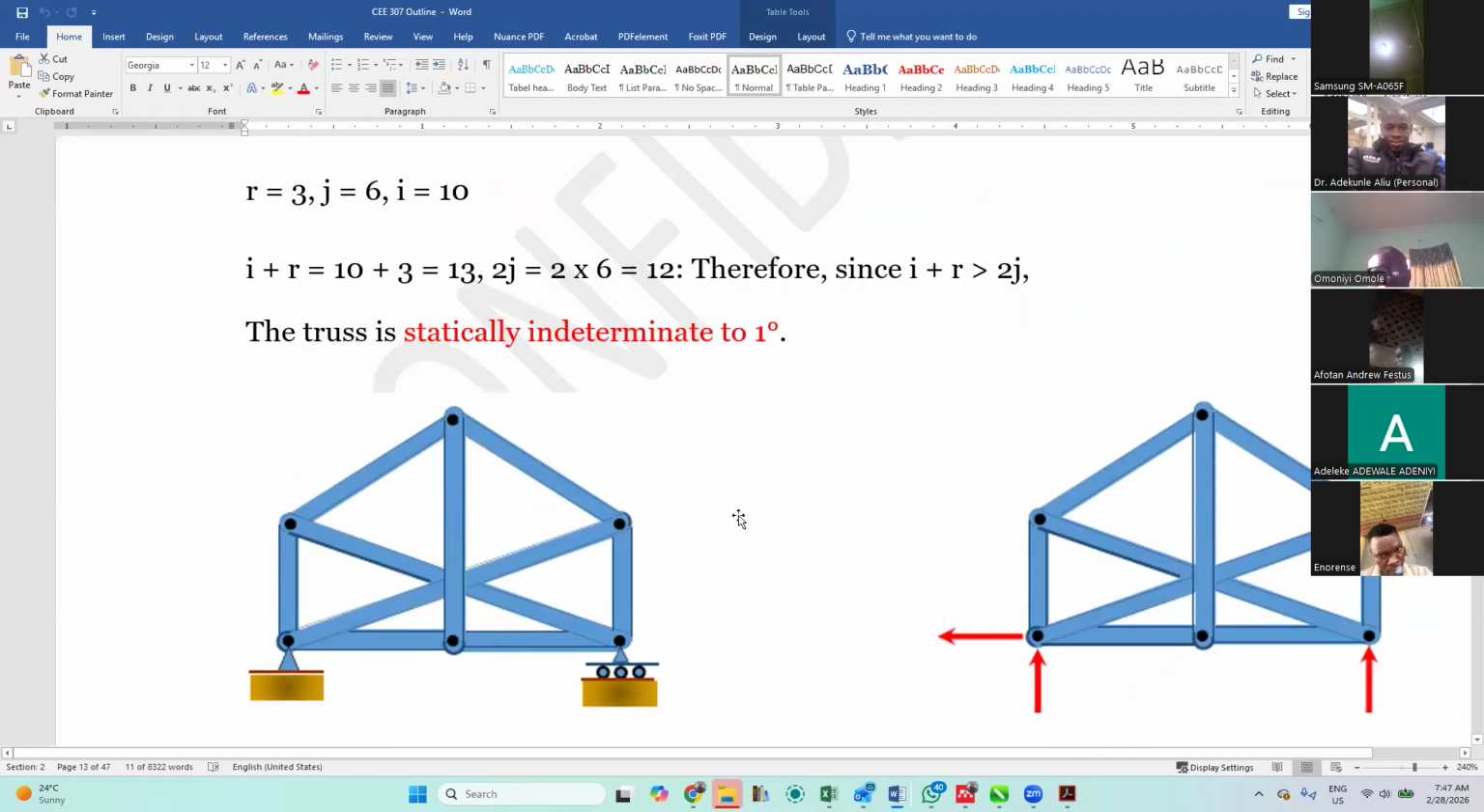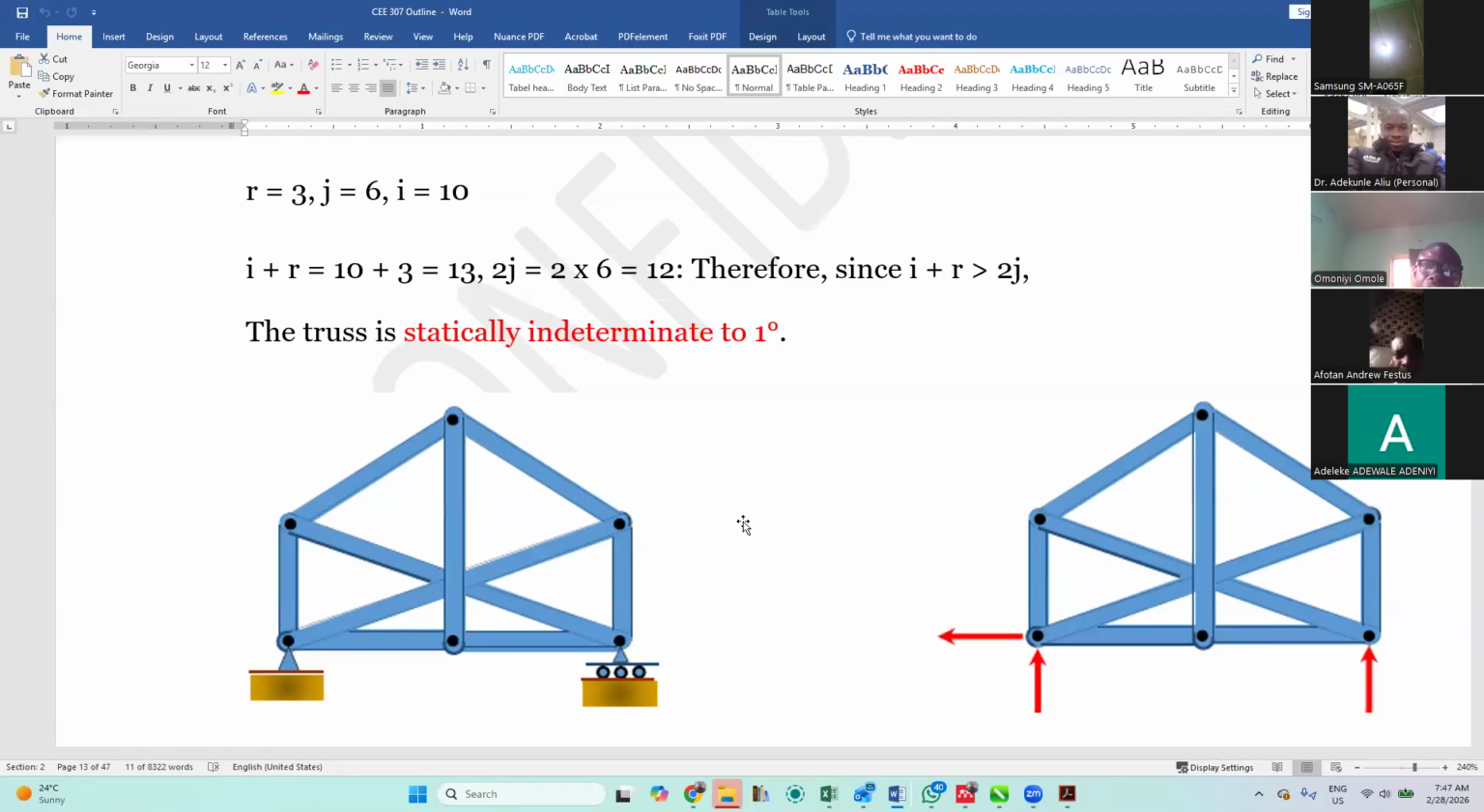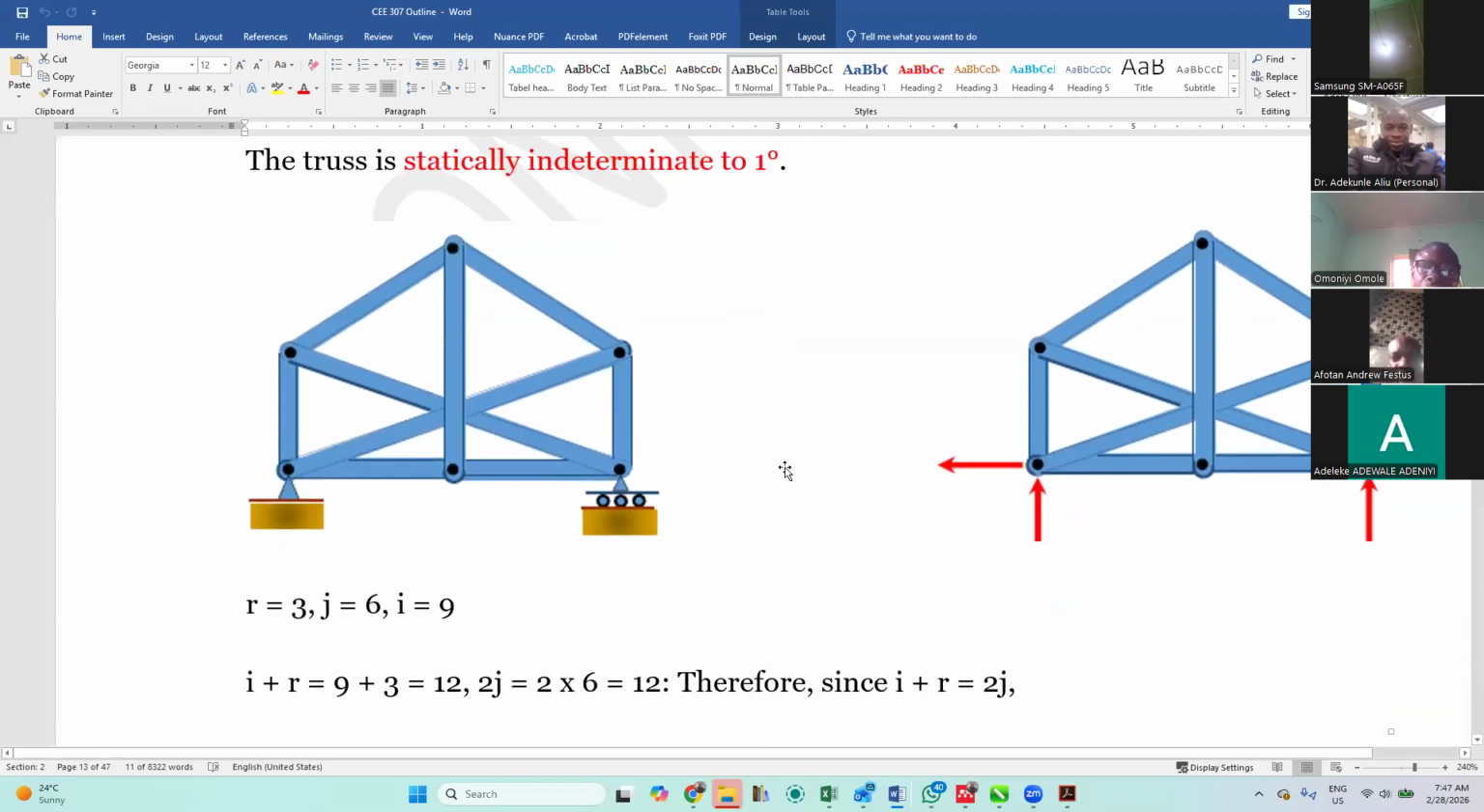1, 2, 3, 4, 5, are you ready? 6, 7, 8, 9. It's not 8 though. 9 now. It's 9 members. Okay, now we have 1, 2, 3, 4, 5, 6, 7, 8, and 9.